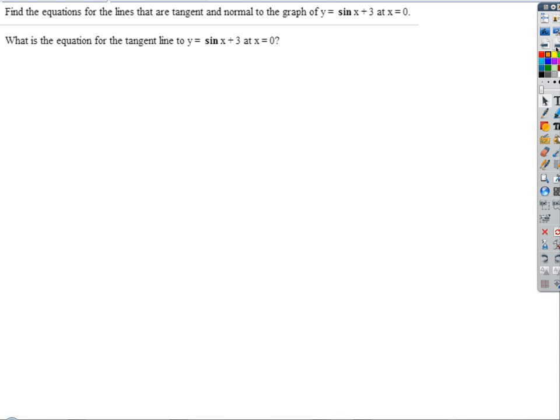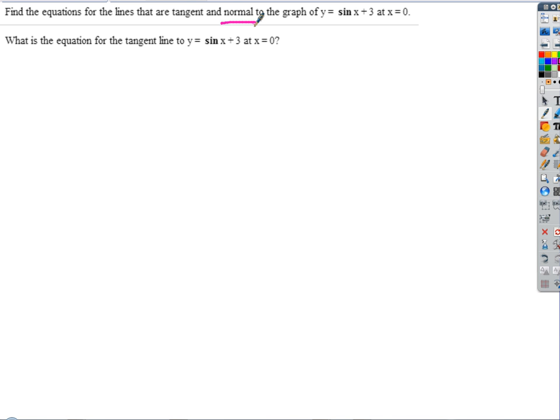Okay, what about this? Find the equations for the lines that are tangent. We can do that, right? Tangent line, we'll find the derivative. That's going to give us m, the slope. We'll substitute and find the point of tangency like we talked about, and there's our point. No big deal, but what does this word mean? Find the lines that are tangent and normal to the graph.